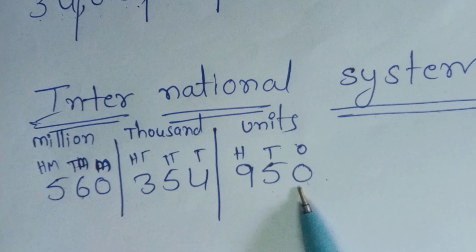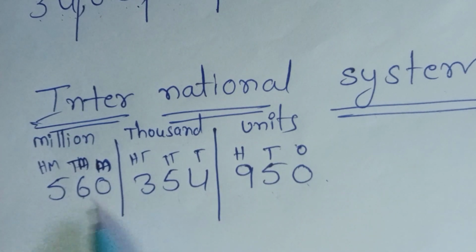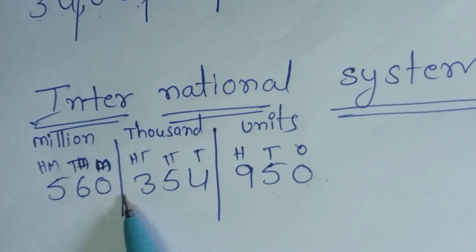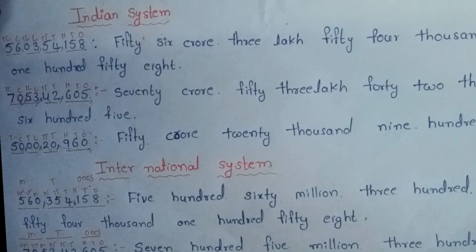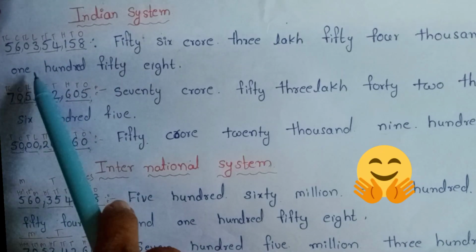In the international system, we keep a comma after every three digits. First three digits, comma, again three digits, comma, next three digits. Now let us go to the Indian system, with some examples.